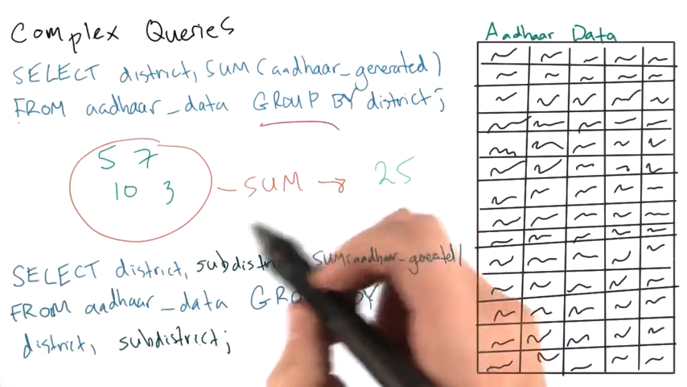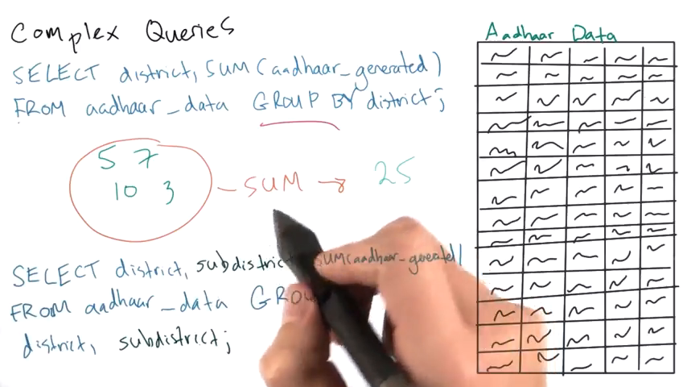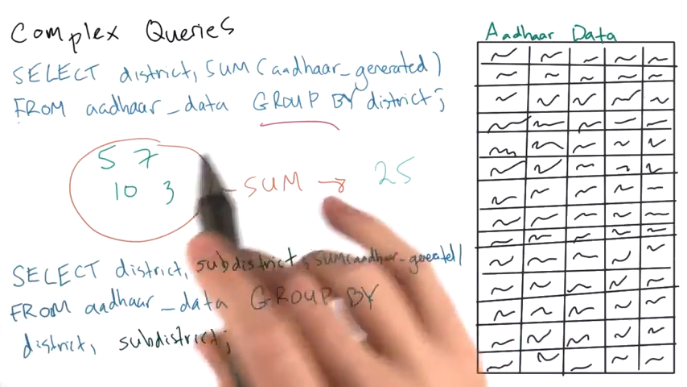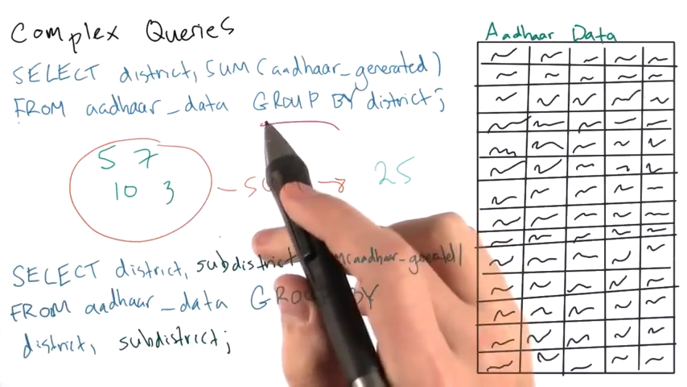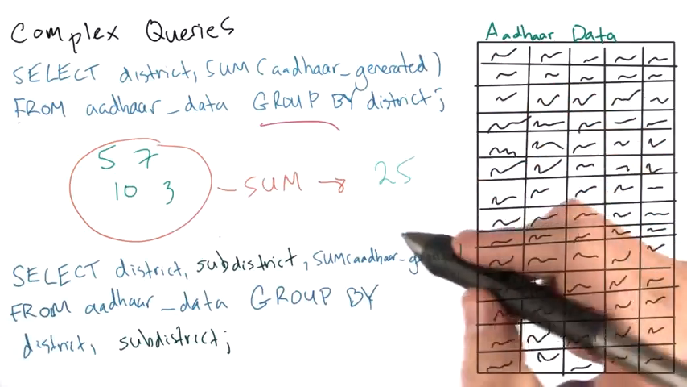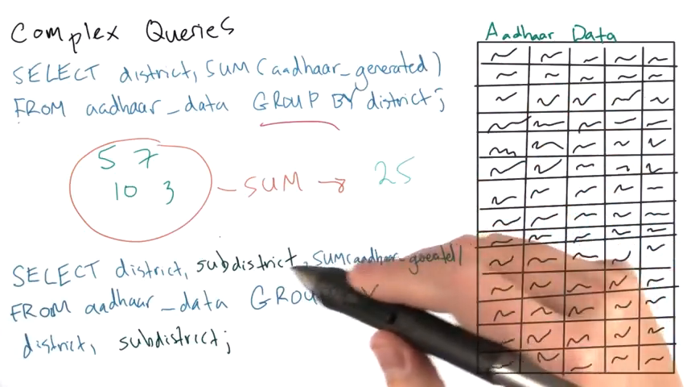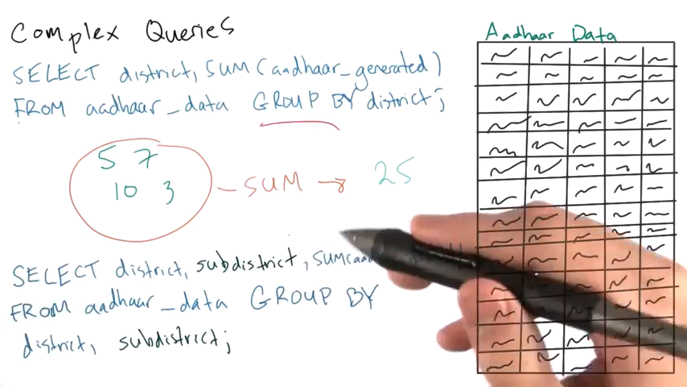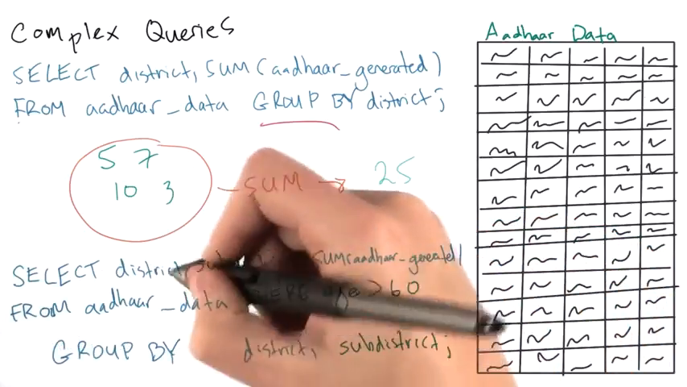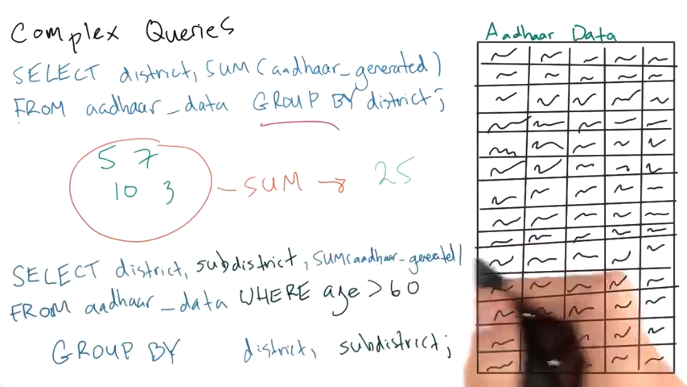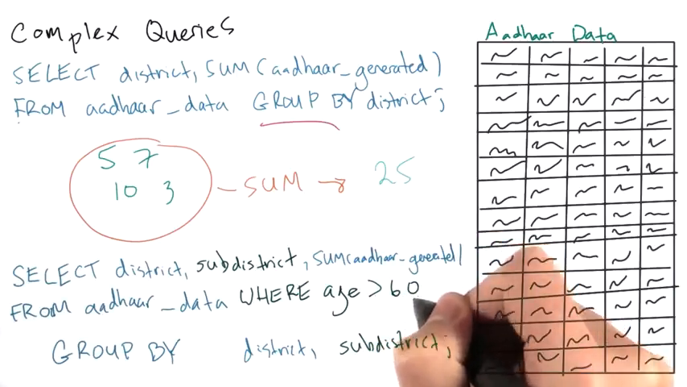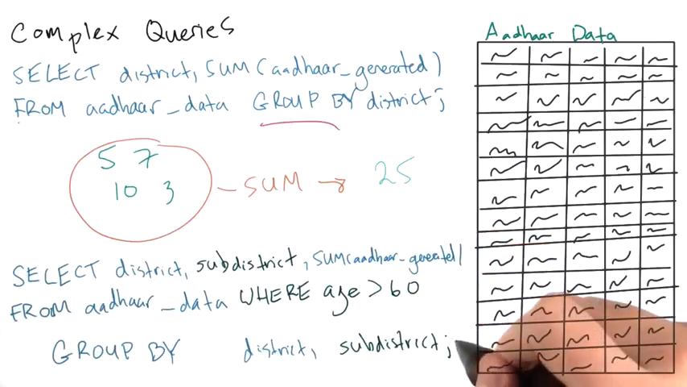Note that whatever columns we select that we don't aggregate, we need to group by, in this case district and subdistrict. We could also put a where clause here. So in order to sum up oddhard generated for people over 60 in each district, I can just add a where clause in after the table name, as we discussed earlier. If we were to run this query, giving us select district, subdistrict, sum oddhard generated from oddhard data, where age greater than 60, group by district, subdistrict.